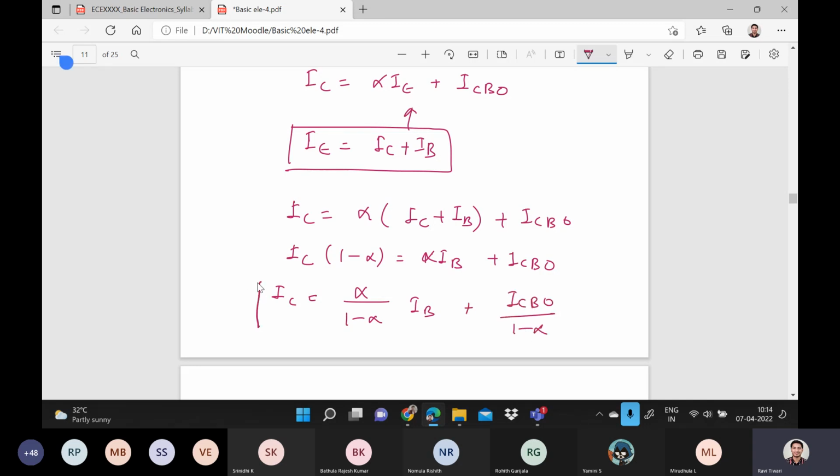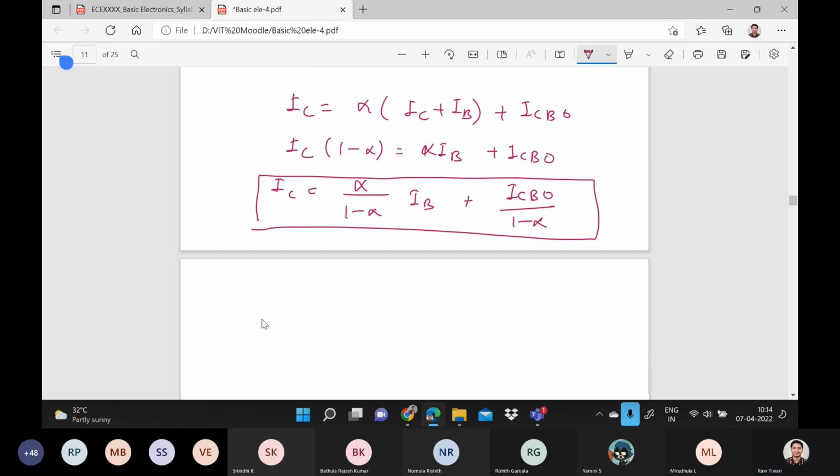I just solved it further, numerically. So this is the collector current when alpha is given to us. If you know the value of IB and you know the value of ICBO, you can find out its value.